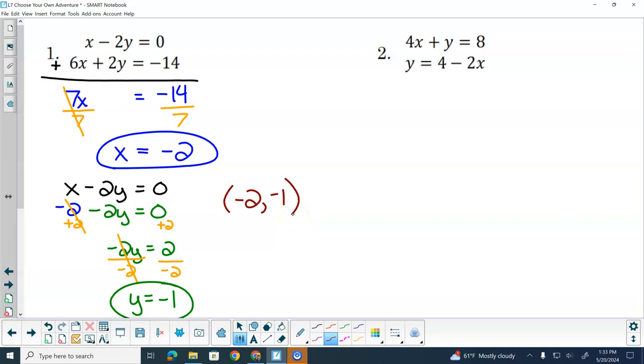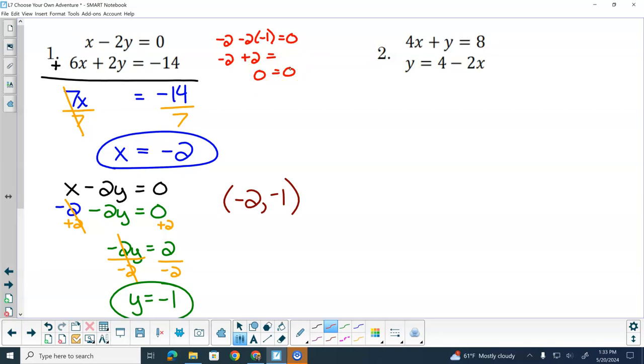And now we're going to substitute negative 2 in for x and negative 1 in for y in both of my equations. Negative 2 minus 2 times negative 1 has to equal 0. Negative 2 is negative 2. Negative 2 times negative 1 is positive 2. Negative 2 plus 2 is 0, equal to 0. Yes, so it checks out in the first equation.